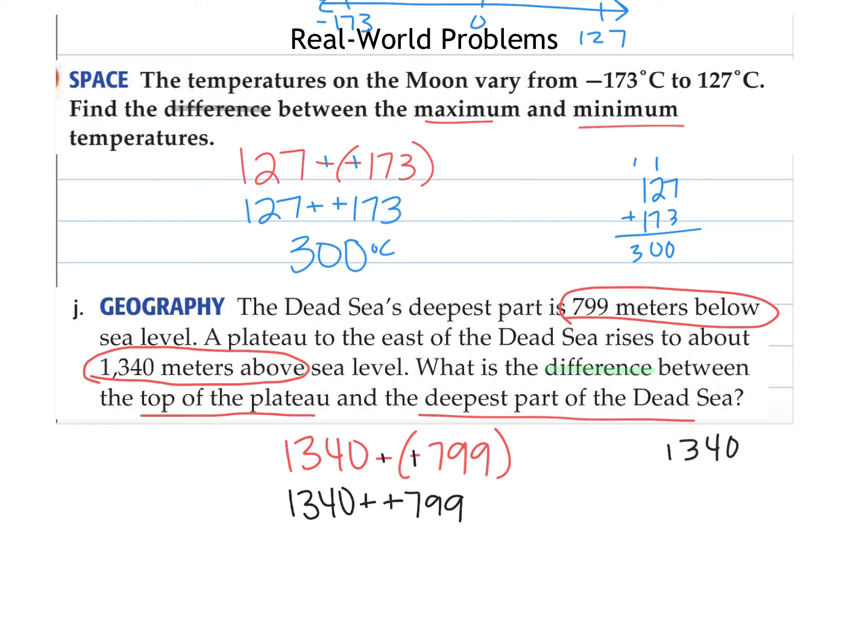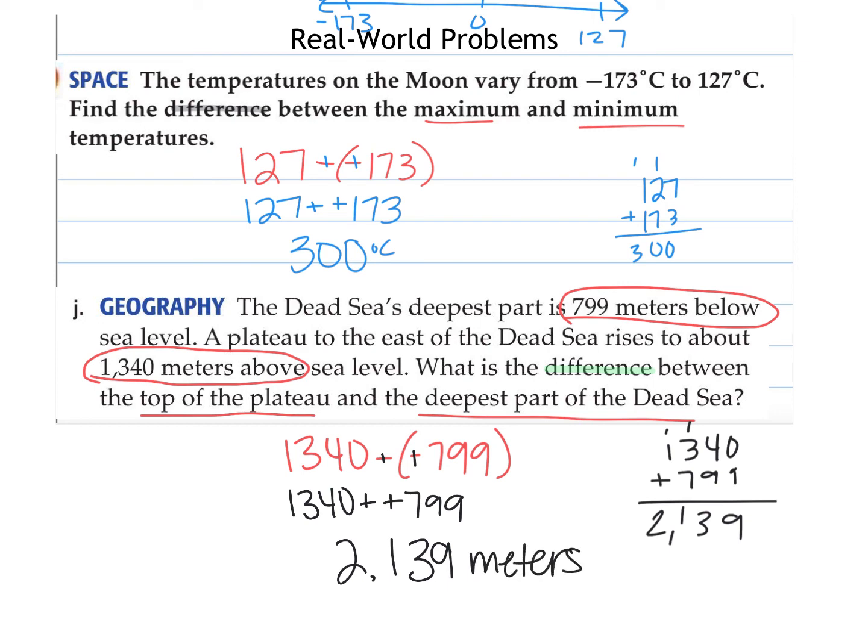Both of them are positive. So just do some addition over here on the side. 2,139. Both are positive, so my answer is positive, and it looks like that will be meters. So again, thinking about that number line, if we were finding the difference from here, that 1,340 and negative 799, we just found how much is in between those two numbers.